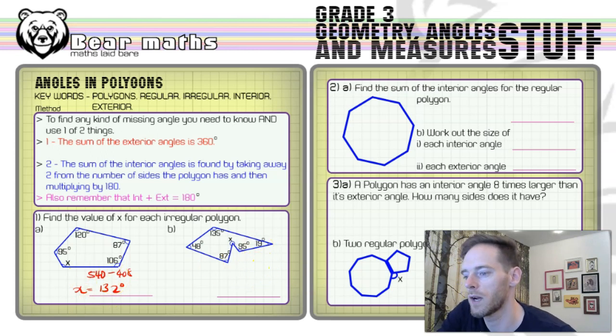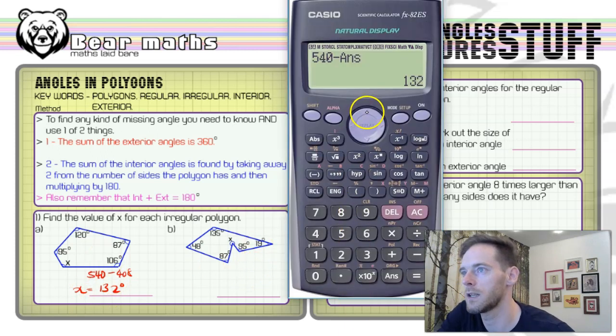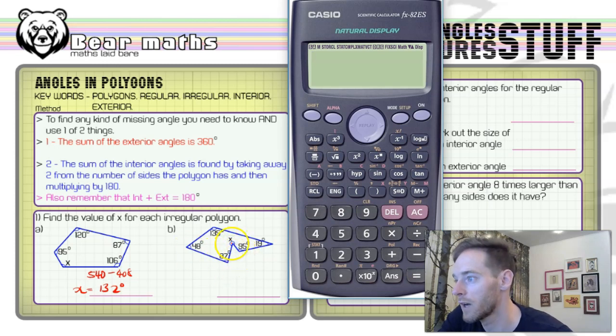Right, let's have a little look at the next one, B. This one is a 1, 2, 3, 4, 5, 6 sided shape. It's got this horrible little kink on it there. Now what we're looking for is a reflex angle. You can see that's an angle that's gone past 180 degrees.